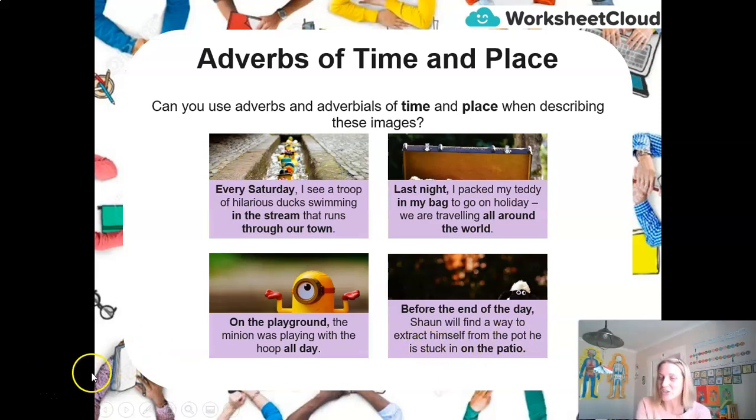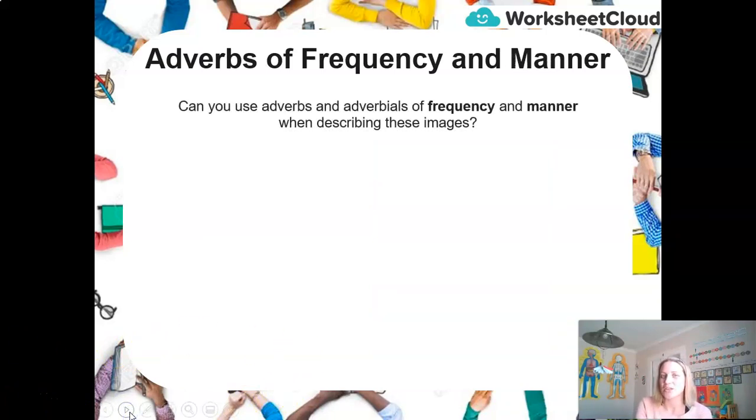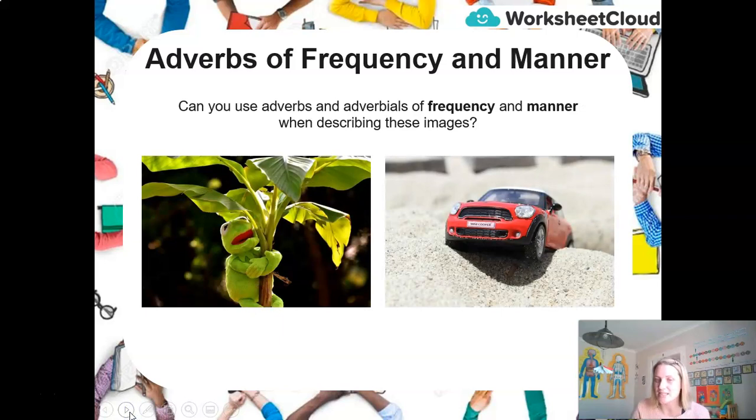So give it a go yourself. Have a look at those pictures again, rewind the video, hit pause and see if you can come up with your own interesting sentences that have an adverbial of time and at least another one of place as well. How about we do a similar exercise, but this time with frequency and manner? So can you use adverbs or adverbials of frequency and manner to describe these two images?